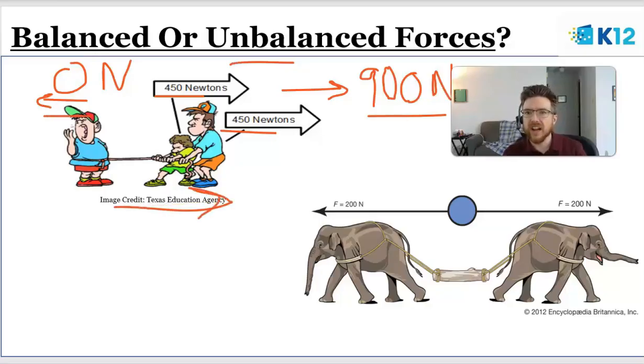That is in contrast to the bottom, where we have one elephant pulling that tree trunk to the left with 200 newtons, one elephant pulling that tree trunk to the right with 200 newtons. So those are equal. They're going to remain deadlocked there. That tree trunk is going to stay there.